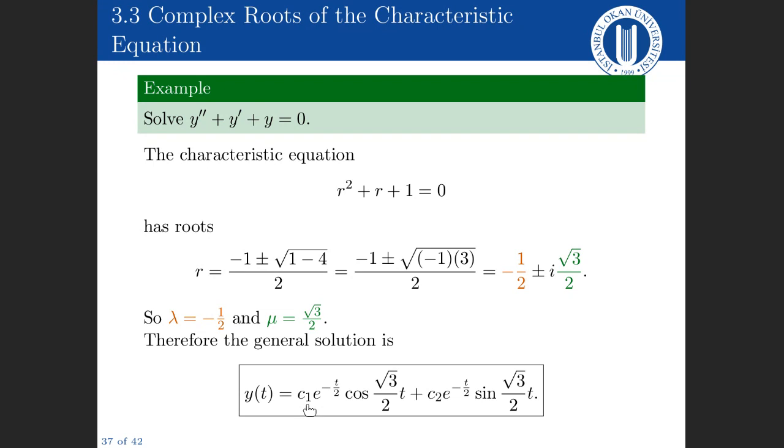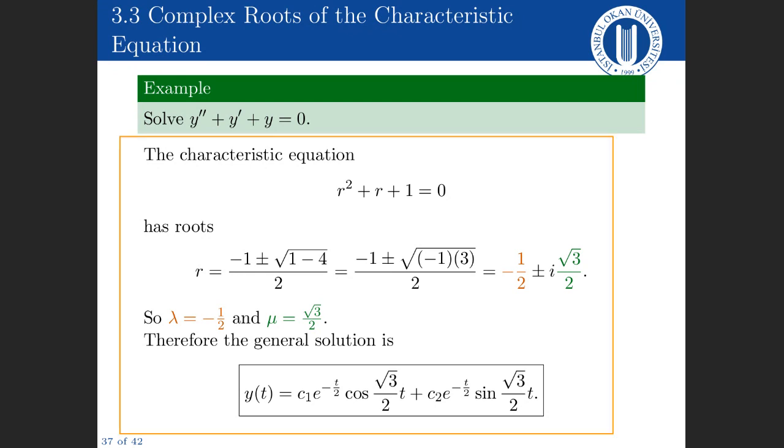As soon as we know lambda and mu, we can write down the general solution of the differential equation. Some constant c1, e to the power lambda t, which here is minus t over 2, cos mu t, which here is cos root 3 over 2 t. And then we have the same thing, but instead of cos we put sine. Constant c2, e to the minus t over 2, and now sine root 3 over 2 t. And this is it. This is the solution to this differential equation. All fits on one slide. This is all I need to do to solve this differential equation.